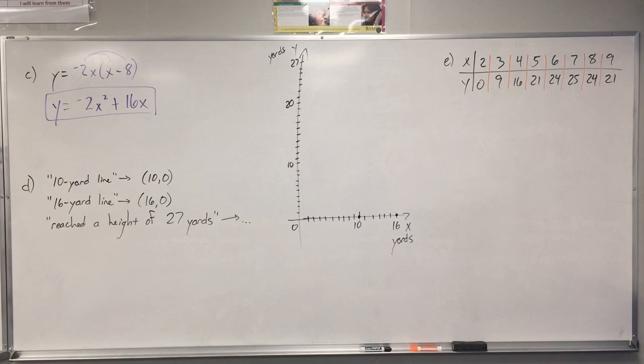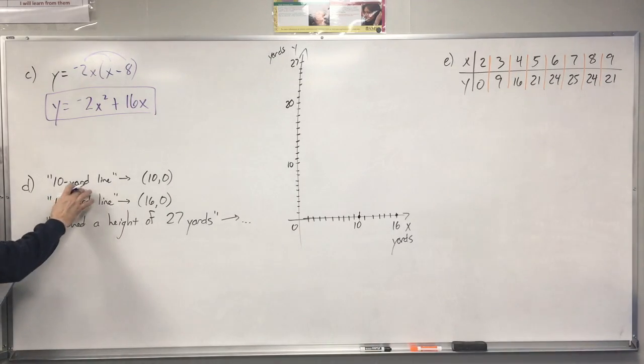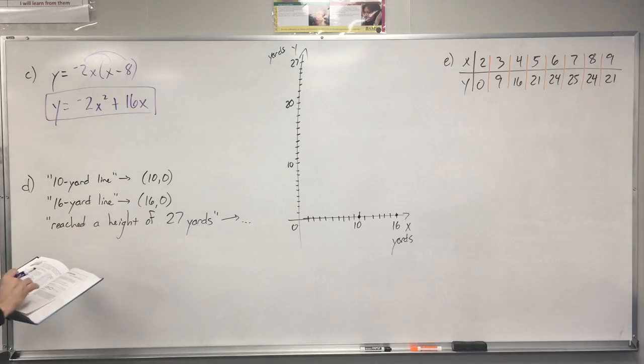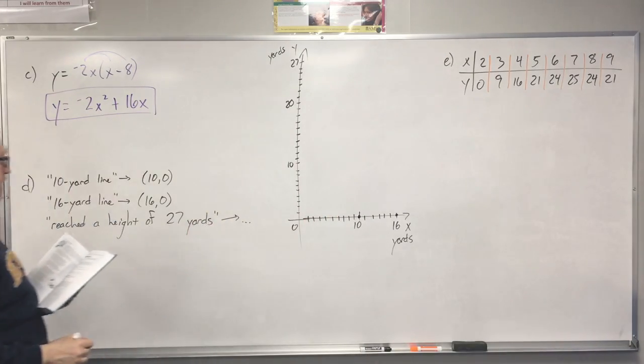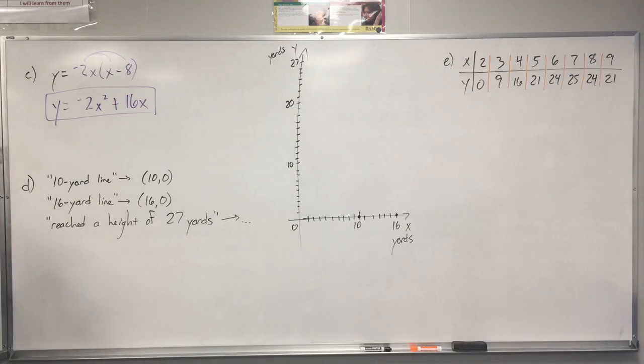Here we have the end of this problem 891. In problem 891 part D, they gave me the fact that this person, Al, released his ball from the 10-yard line and from the 16-yard line, and it reached a height of 27 yards.